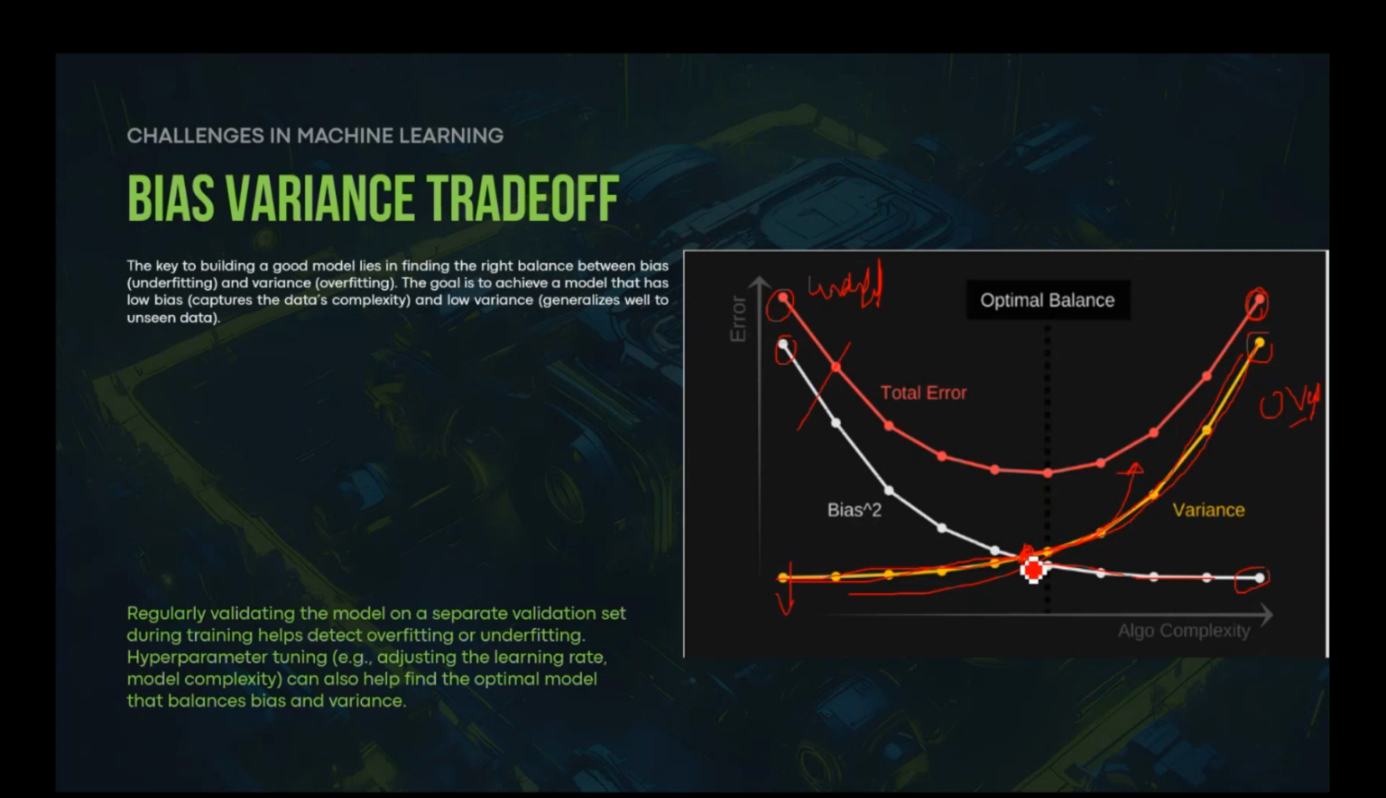The key to building a well-performing model is to find the right balance between bias and variance. A model with too much bias is underfitting, and a model with too much variance is overfitting.